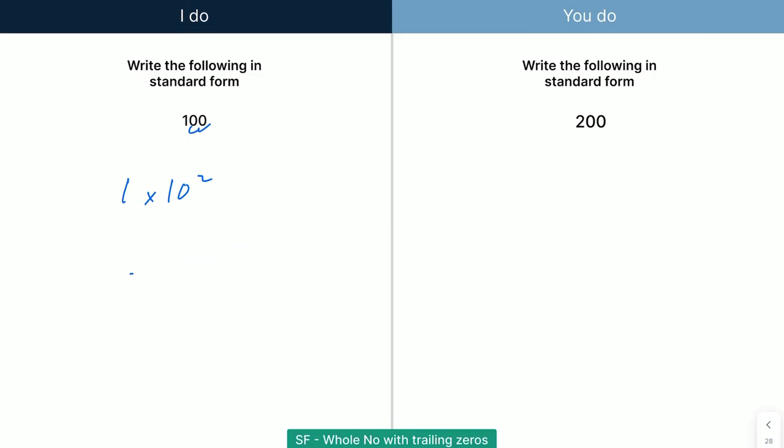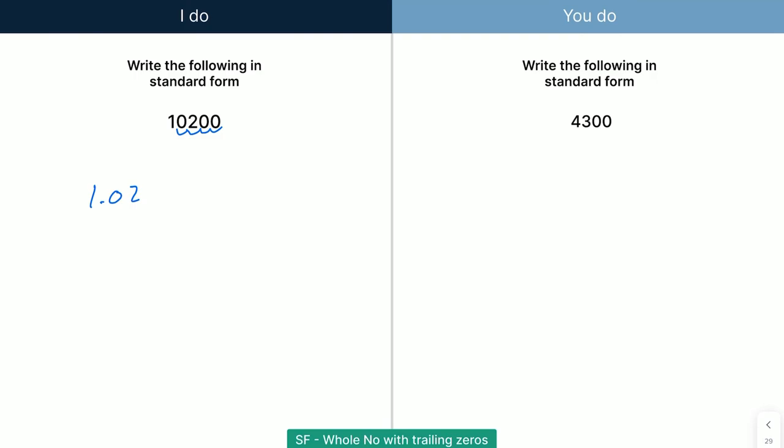So with this one, you can write the answer as, well, how many times do you hop the decimal? 1, 2, so that becomes 2 times 10 to the power of 2. And moving on. Now with this one, taking a bit of care, we want to write in standard form. So first thing we do is we write it as 1.02.